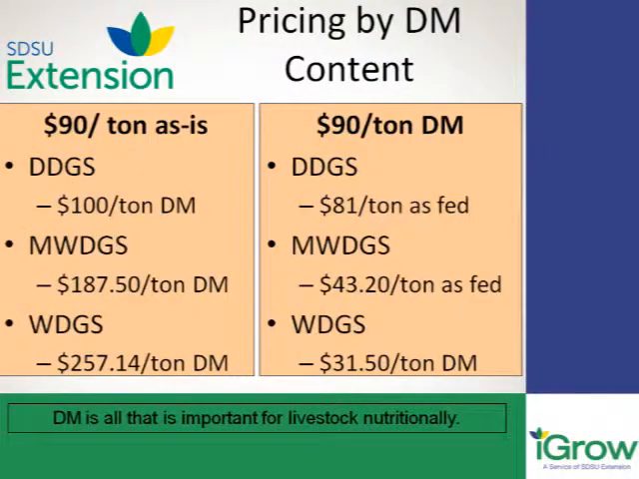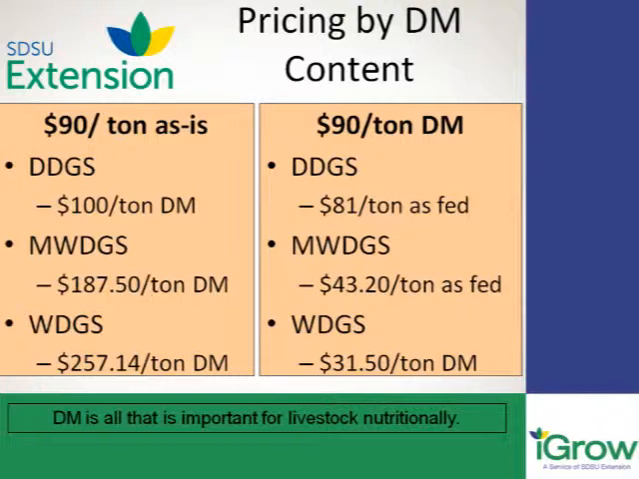on an as-fed basis if you're talking about dry distillers grain, 90% dry matter content, so $90 times 0.9. A modified wet distillers grain is going to be about $43 per ton on an as-fed basis if you're talking a $90 per ton dry matter price, or wet distillers grain is going to be about $31 per ton if the dry matter price is quoted to you at $90 per ton.